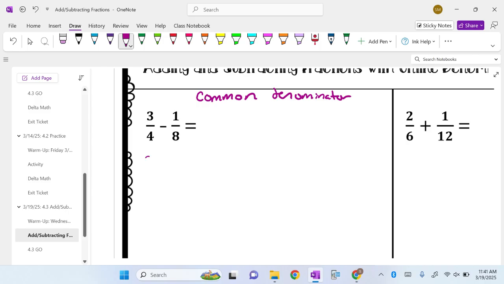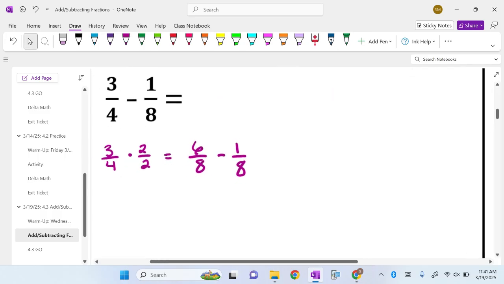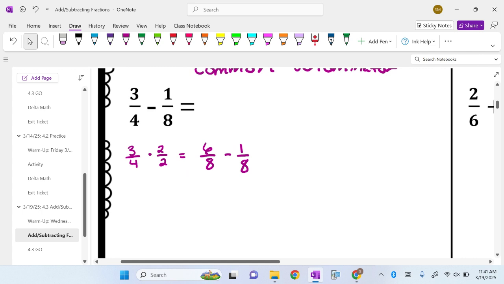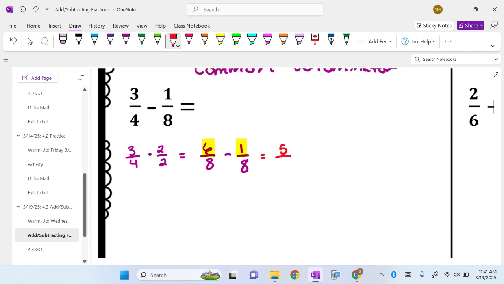So what would I have to multiply to 3/4 to get a denominator of 8? 2/2. So that would give us 6/8. And then 1/8 already has a denominator of 8, so we can just go ahead and do the subtraction. So in reality, what am I actually doing when I do the actual subtraction? I'm only subtracting the what? The numerators. So in reality, we're just doing 6 minus 1, which in this case is 5/8. And that would be your answer.